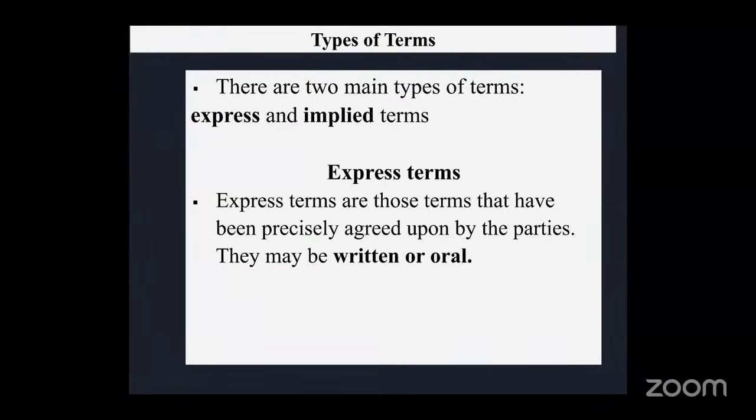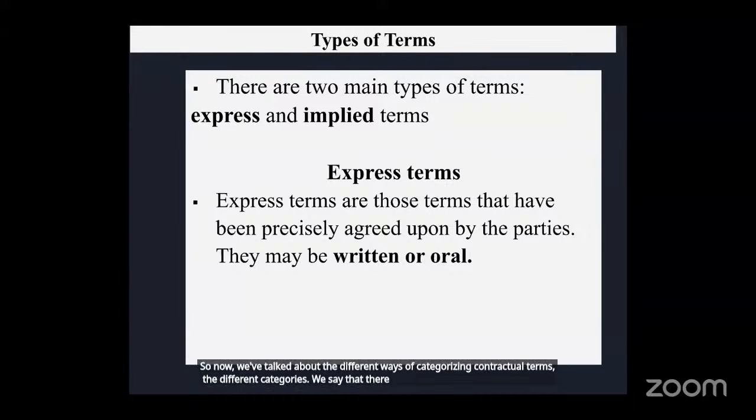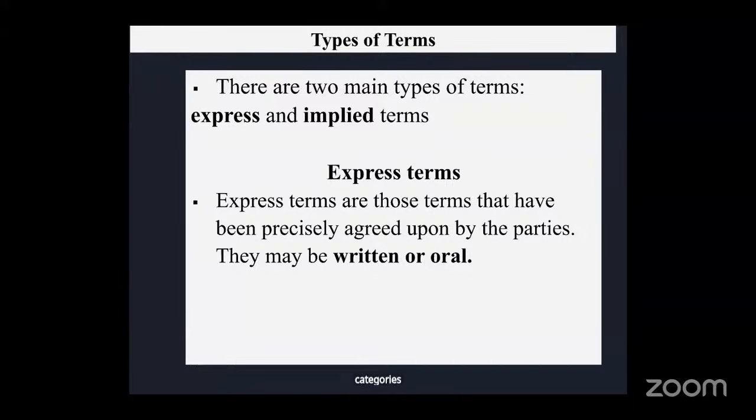So now we've talked about the different ways of categorizing contractual terms, the different categories. We say that there are 3 categories. The next thing we'll talk about is the types of contractual terms.